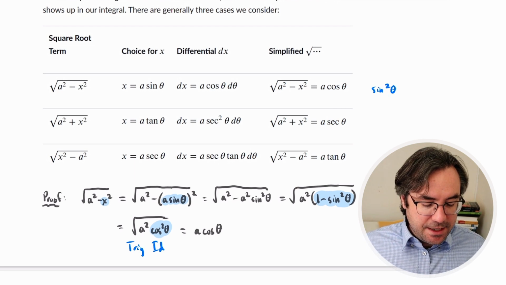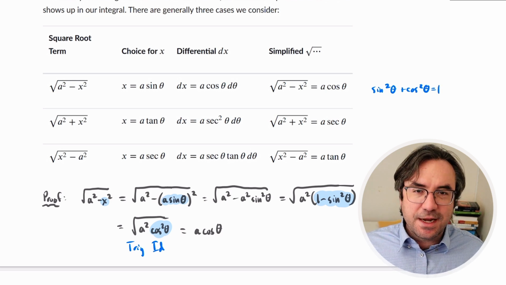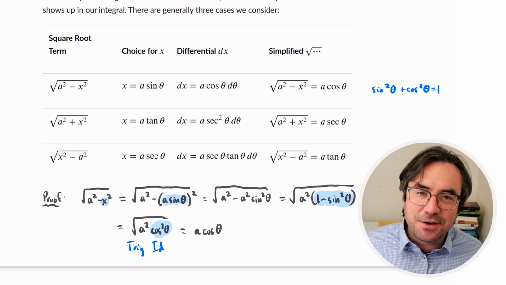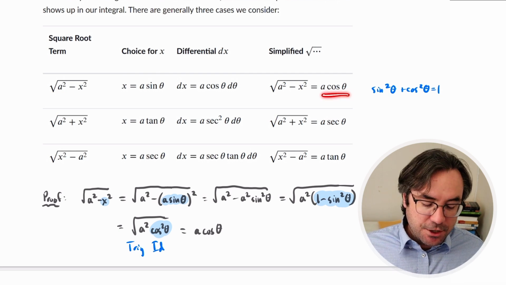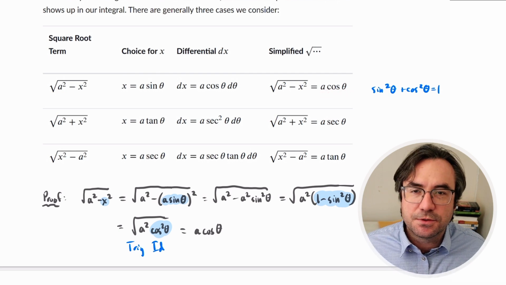Kind of the main trig identity here. So you want to think of, based on that trig identity, sine and cosine as kind of opposite functions. So if we're going to let x equal a times sine theta, well, then the square root term is just going to become the opposite one. It's going to become cosine.